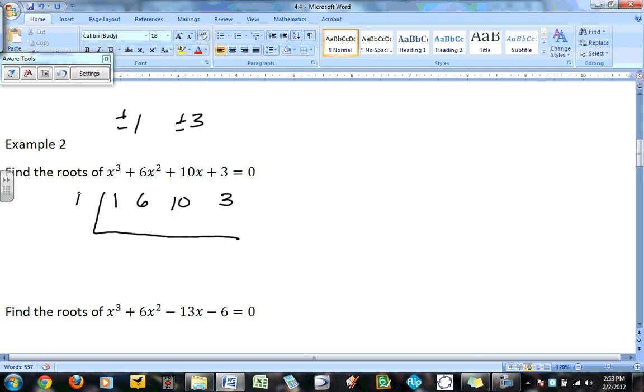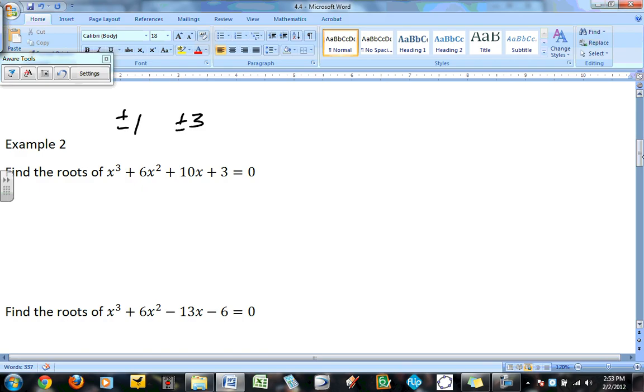So if I plug 1 in here, drop my first one down, 1. This would be 1. This would be 7 because I add down, and this would be 7, and this would be 17. That one's not going to work. So 1 is not a root. 1's not going to work for us.